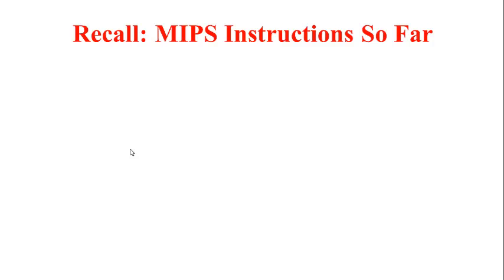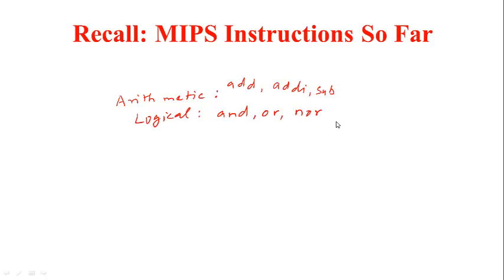So here is a summary of all the instructions we have seen so far. With respect to arithmetic, we have seen add, addi, and sub. With respect to logical operations, we have seen and, or, nor. Shift operations, SLL, SRL for left shift and right shift respectively. For memory operations, we have seen load word and store word. And for branch operations, we have seen conditional and unconditional.